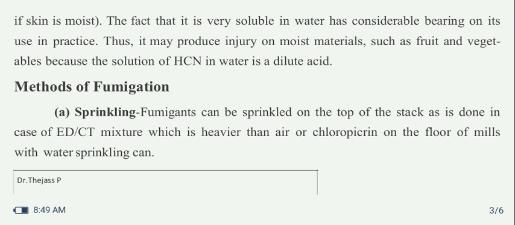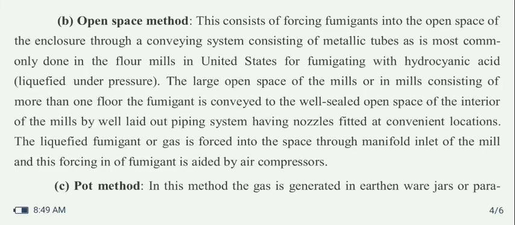Methods of fumigation. Sprinkling: fumigants can be sprinkled on top of a stack, as is done in the case of the AD-CT mixture, which is heavier than air, or chloropicrin on the floor of mills with a water sprinkling can. Open space method: it consists of forcing fumigants into the open space of the enclosure through a conveying system of metallic tubes, as is most commonly done with the flour mills in the United States.